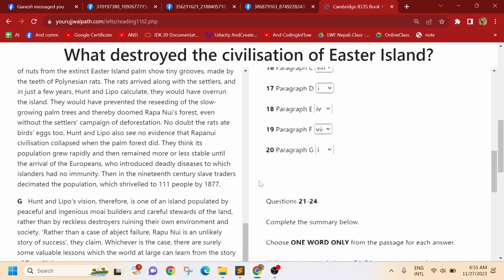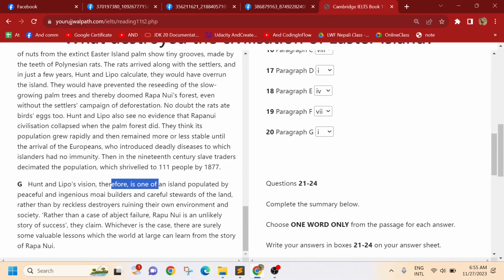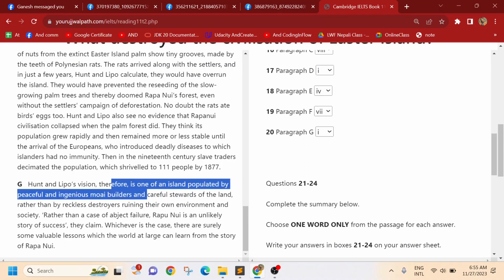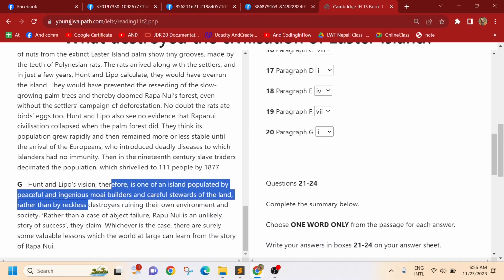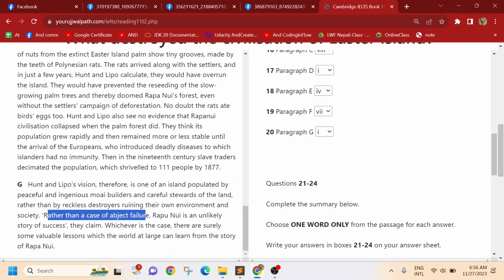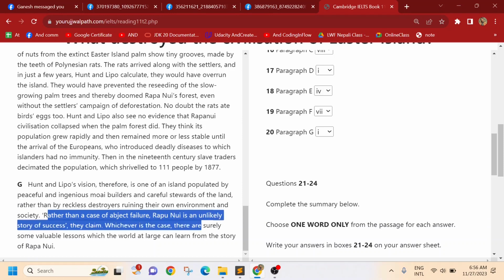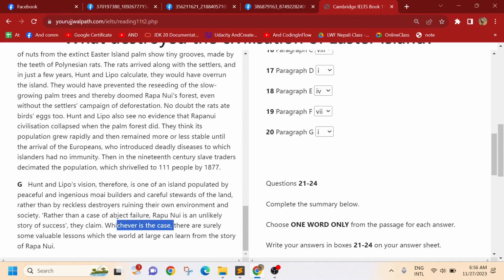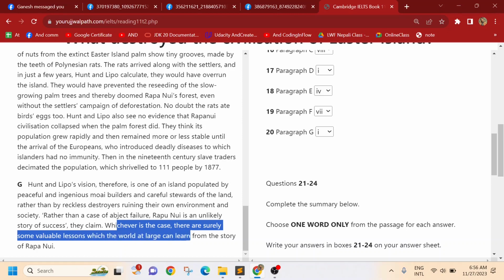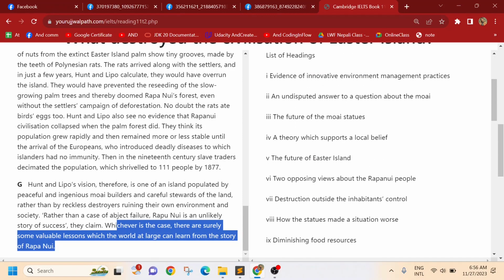So here with the last paragraph: Hunt and Lipo's vision therefore is one of an island populated by peaceful and ingenious Moai builders and careful stewards of the land, rather than by reckless destroyers ruining their own environment and society. Next sentence: rather than a case of abject failure, Rapa Nui is an unlikely story of success, they claim. Okay, whichever is the case, there are surely some valuable lessons which the world at large can learn from the story of Rapa Nui. So for the first paragraph and the last paragraph we are going to read everything.